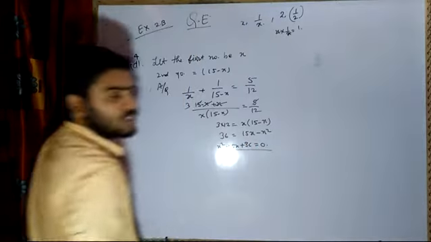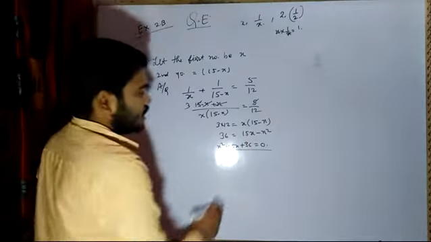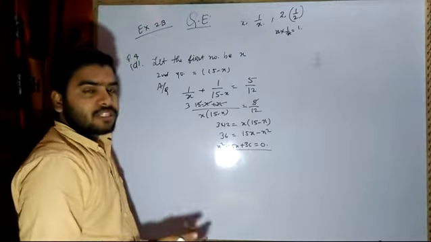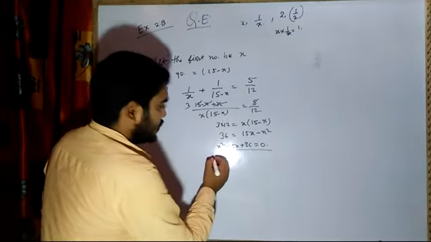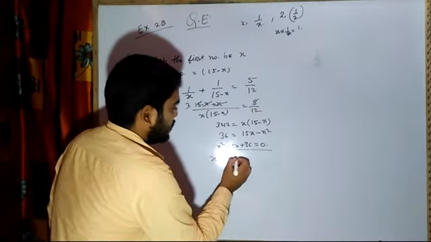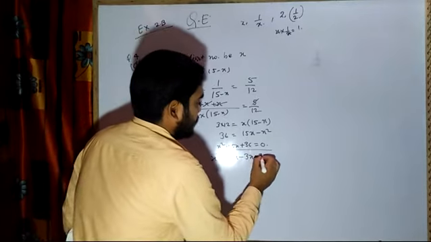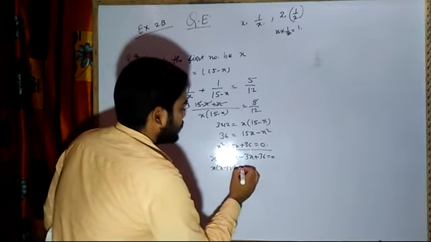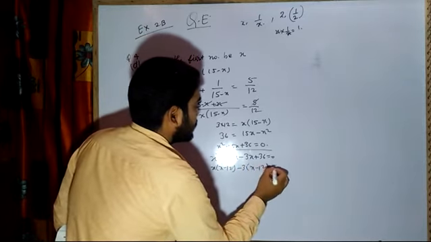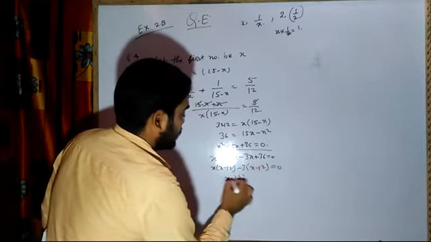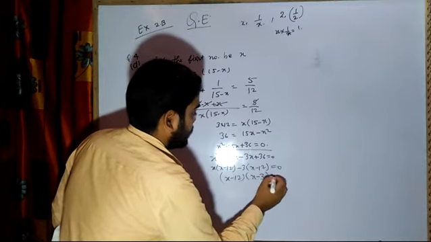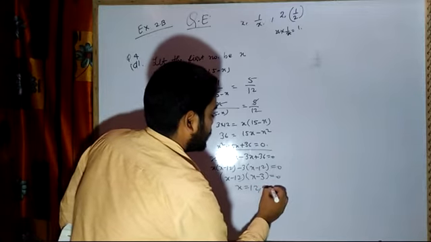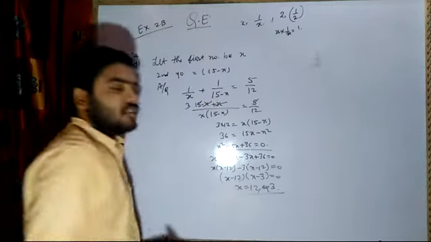This is my quadratic equation. Now we have to solve. Now 36 we want as product, and in the middle we want 15. So 12 into 3 is 36, 12 plus 3 is 15. So x minus 12x minus 3x plus 36. x is equal to either 12 or 3.